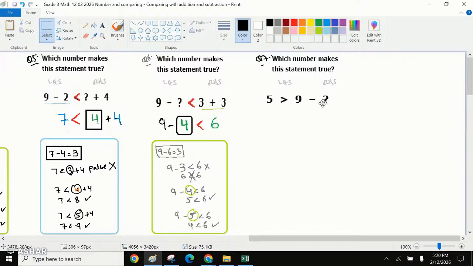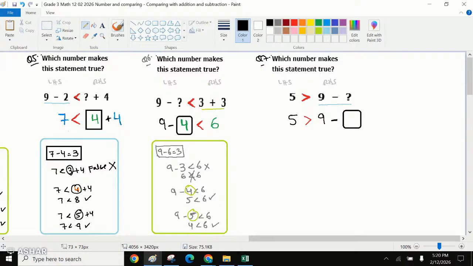If this was the statement given to us, this says 5 is greater. We read this as 5 is greater than the numbers on this side. So can I write this same statement as 5 is greater than 9 minus a number, the missing number, right? So what is the first thing we do?